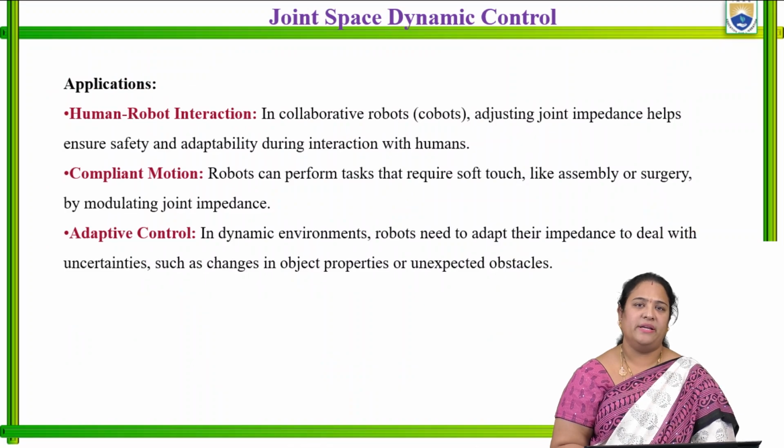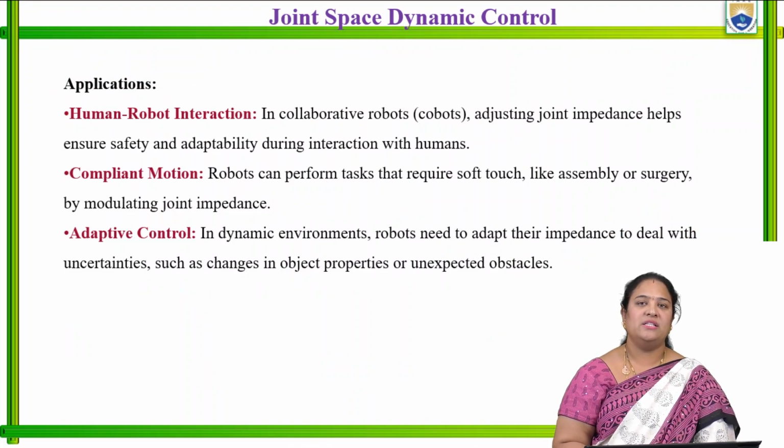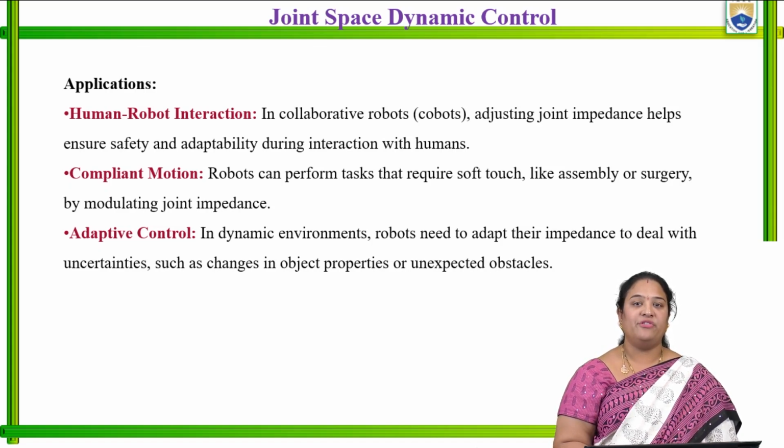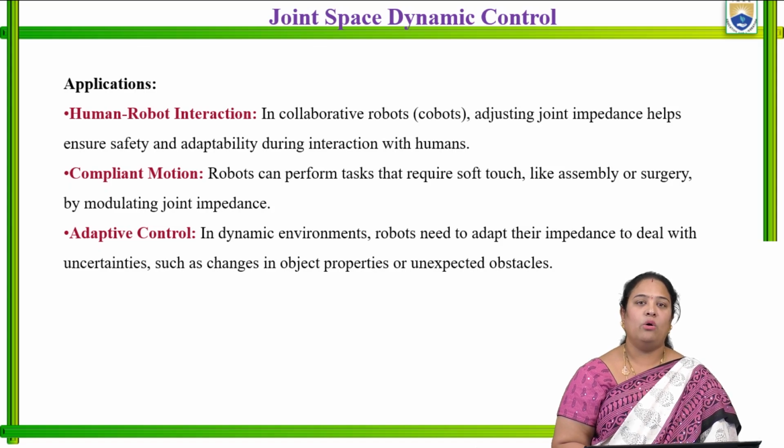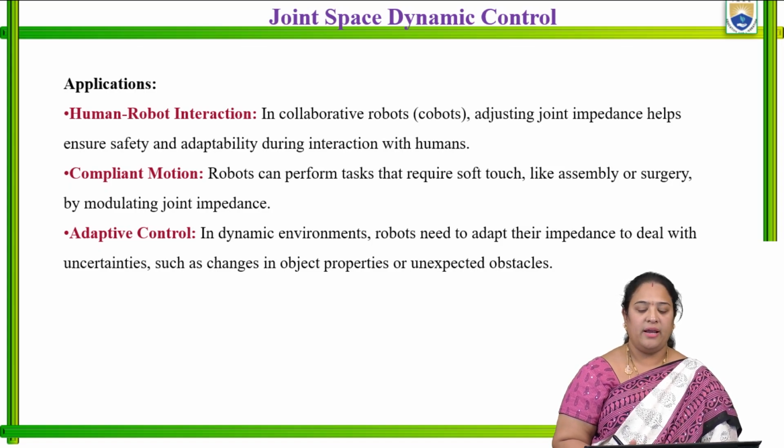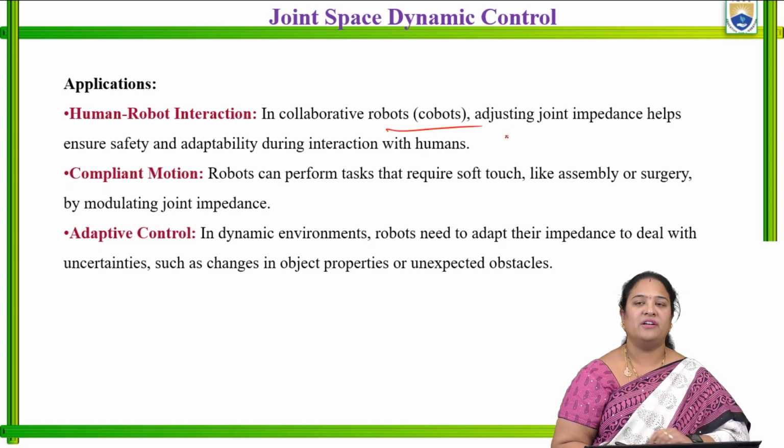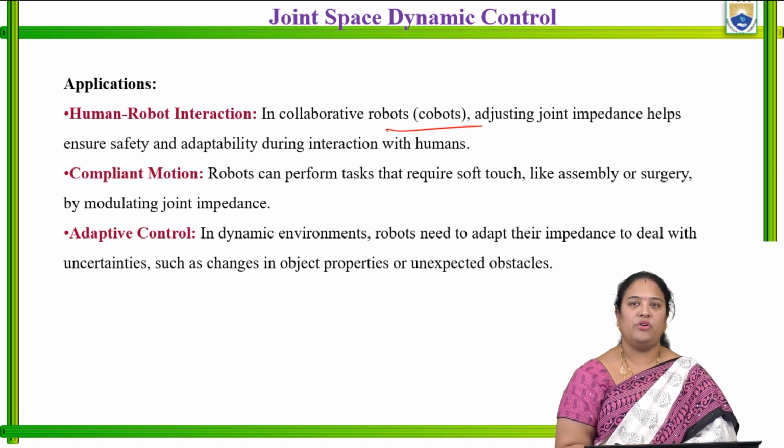Now, what are the applications? Where can we use this joint space dynamics, or where can we use this joint impedance? Generally, when we need human-robot interaction, or compliant motion, or when we require adaptive control to be done, there we require this impedance system. For example, human-robot interaction is nothing but cobots, which have already been manufactured in India and are already being used.